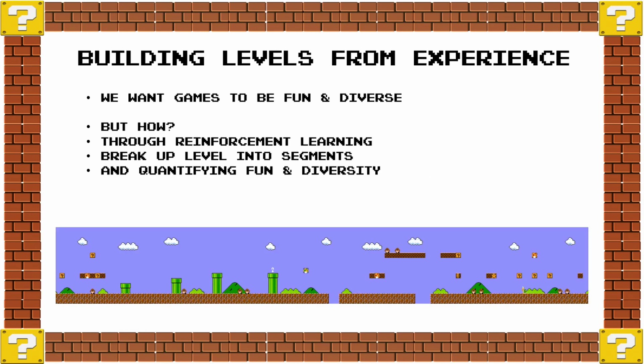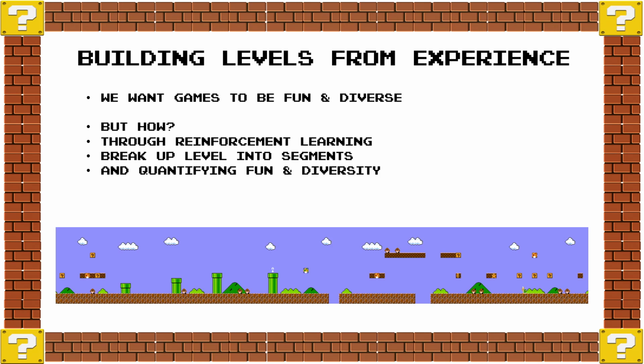But now the question is, how do we build a good game? And what do we consider to be a good game? We will consider a good game to be one that has fun and diverse levels. And we can build these levels through experience. This is done through reinforcement learning, where we break levels into level segments and look at previous level segments to determine the quality of the current segment.